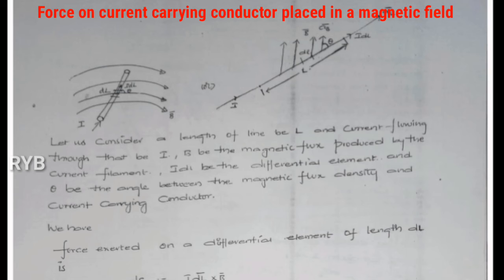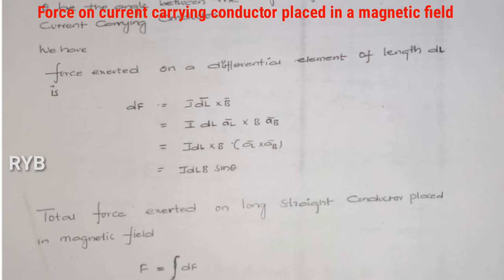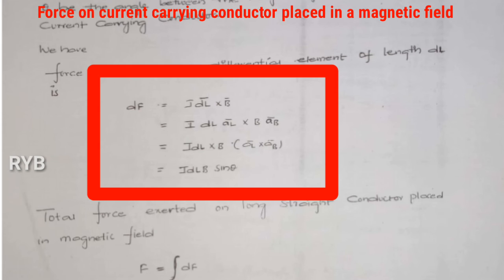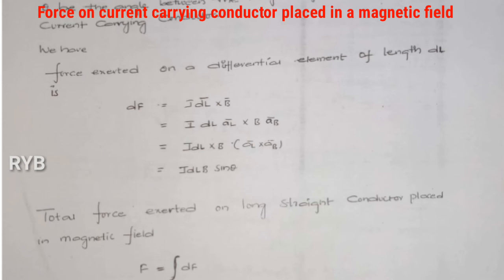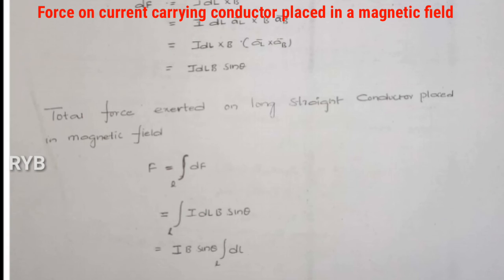We have the force exerted on the differential current element of length dl. What is the force developed? dF equals I dl cross B, from the Lorentz force equation which we discussed earlier. In the cross product, dl has unit vector aL and the flux density vector B has unit vector aB. Now I dl aL cross B aB gives I dl B aL cross aB. aL cross aB can be replaced by sin theta, because the cross product is the sine of the angle between the two. So we can write I dl B sin theta.